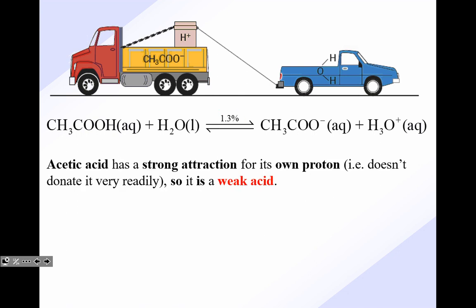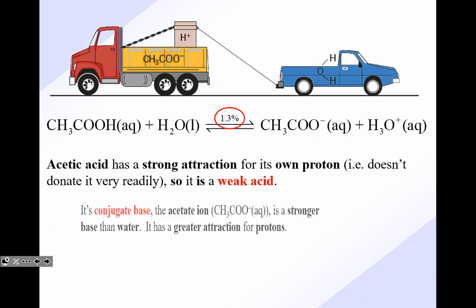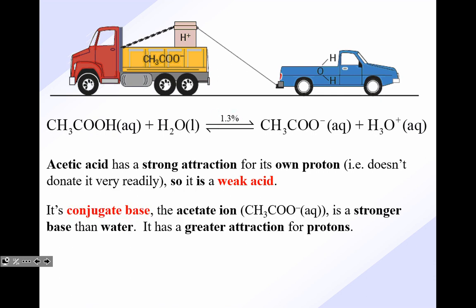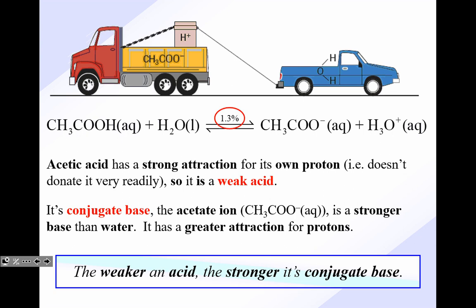Alrighty, so here we go. Another thing that's really important: acetic acid has a strong attraction to its own proton. It doesn't donate it very easily, so it's a weak acid. Its conjugate base, the acetate ion, is a stronger base than water. It has a greater attraction for protons. So what do we get out of this? The weaker an acid, the stronger its conjugate base. This is really important. This is like an acid-base commandment, if I should use that word. I don't know if I'm being disrespectful, but it's very, very important. The weaker the acid, the stronger its conjugate base. Sound good, kiddos?